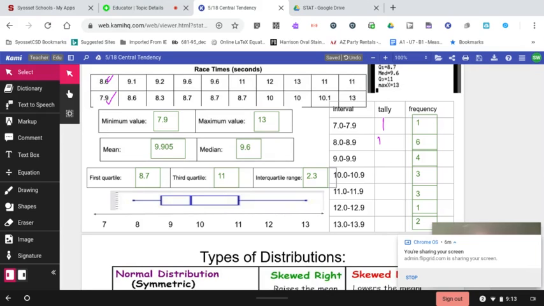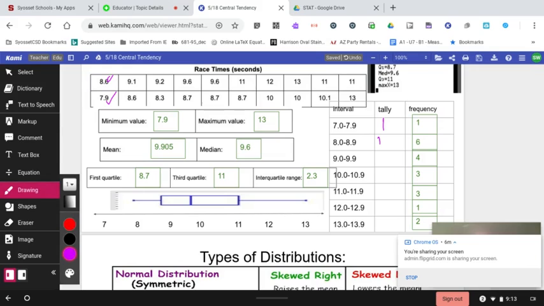You could also make your box and whisker, or your box plot. This would be the min, 7.9, and this would be the max, 13. Your median would be in the middle of the box, and your Q1 and Q3 would be on the outer edges of the box.